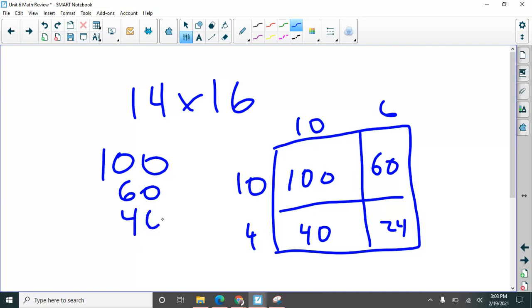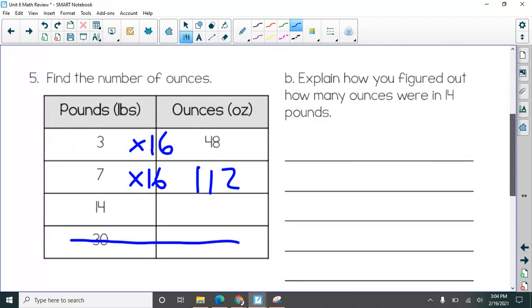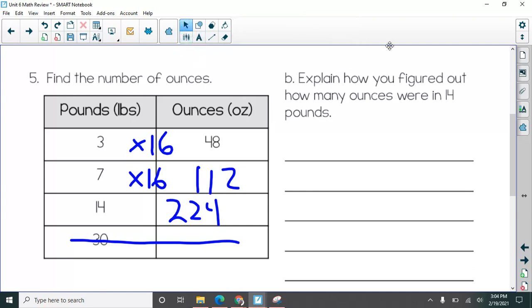160, 40, that's 200. And 24 more. I can figure out that that's 224. 224. Now, over on the side, you can see it asks us to explain that, right? To explain how we figured it out.